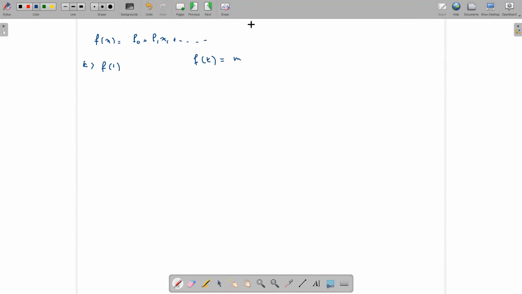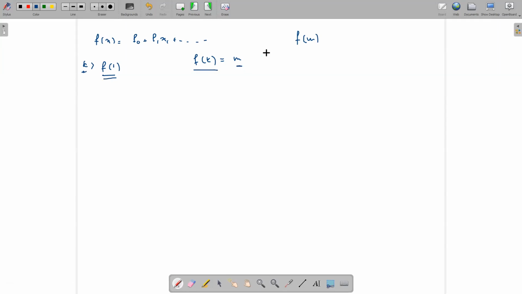And now express it in terms of m, like the decimal, like what you do in case of decimals or binary, express it in base m. In base m or in base k? Like whatever you want, base m. So I have k, which is f of something greater than f of 1. I have f of k, which is m. Now what do you want to do?